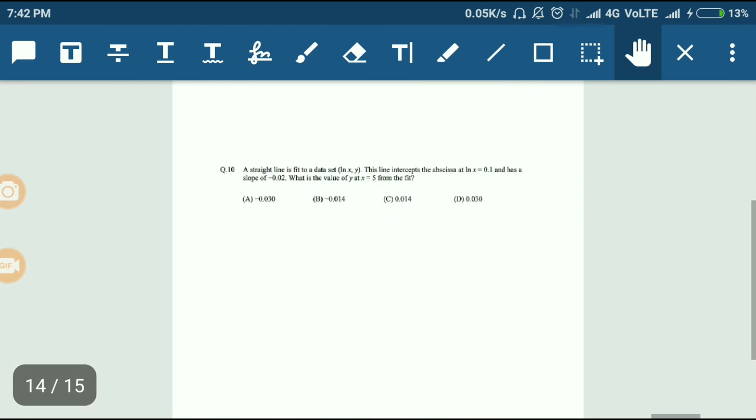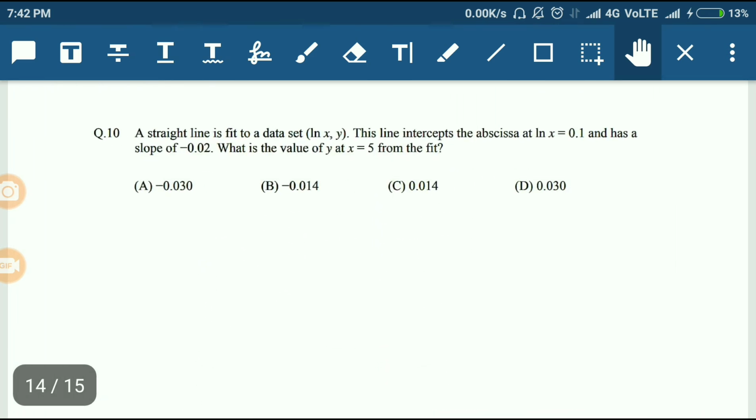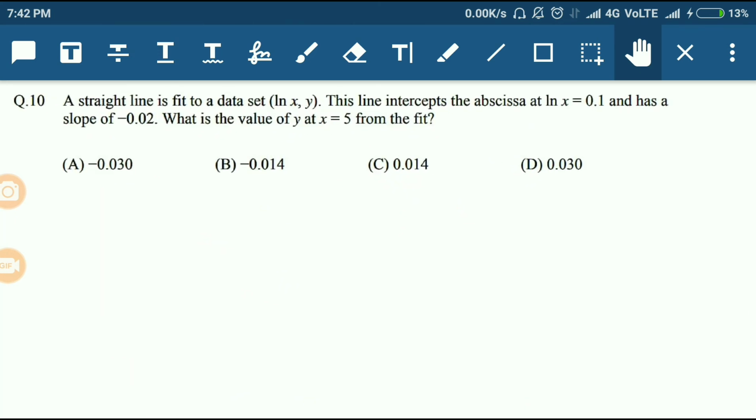So the last question is, a straight line is fit to a data set in the coordinates of ln x comma y. This line intercepts the abscissa, the x-axis, at ln x, that is natural log x, equals 0.1 and has a slope of minus 0.02. What is the value of y at x equals 5? So we are given the coordinates of the abscissa. This line has a slope of minus 0.02. What is the coordinate of y at x equals 5? So we have to find the coordinate of y at x equals 5.